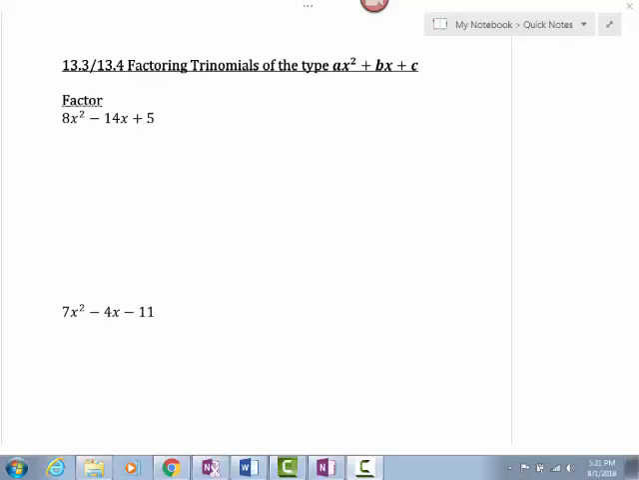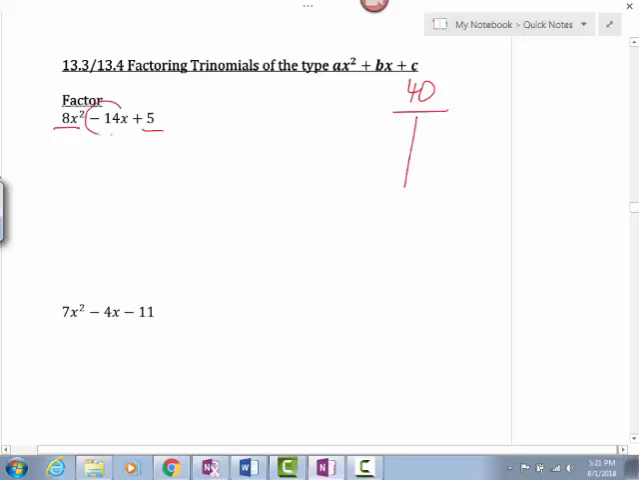So if you remember in the other problems, the first thing we would do is we'd underline that number, and we'd multiply them together. So 8 times 5 is going to give me 40. Now, I'm going to look for the numbers that multiply to 40, but those numbers are going to have to add up to a negative 14. If I use 4 and 10, but make them both negative, a negative times a negative is still a positive, and if I add them together, there's my minus 14.